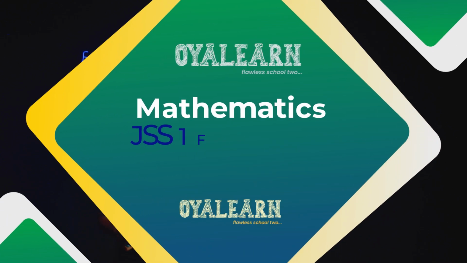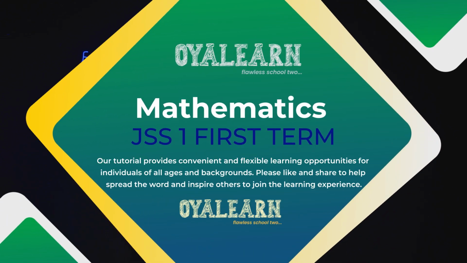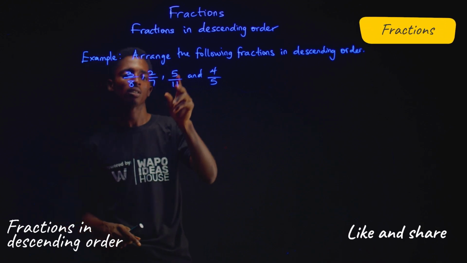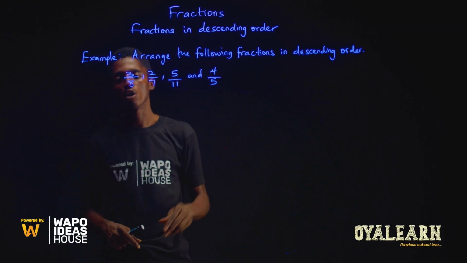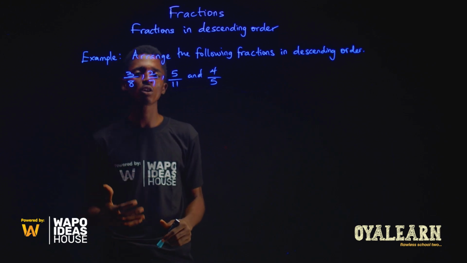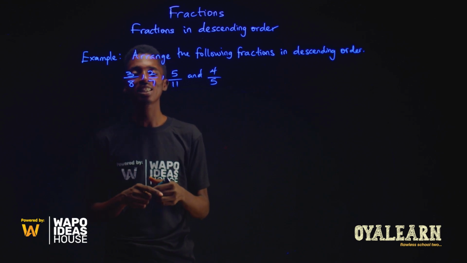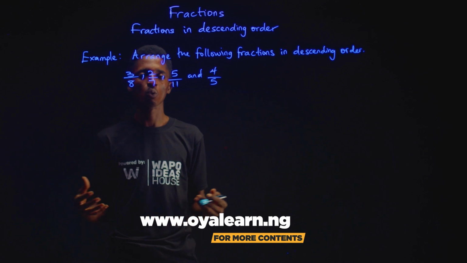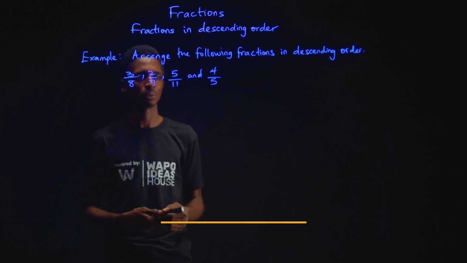Now let us arrange the following fractions in descending order. We have 3 over 8, 2 over 7, 5 over 11, 4 over 5. Feel free to pause the video and apply your knowledge to arranging these fractions in descending order. Then you compare your result with what is gotten at the end of this video.